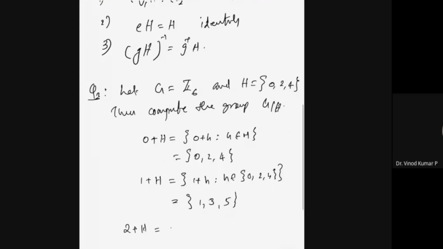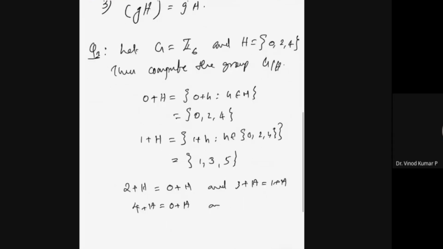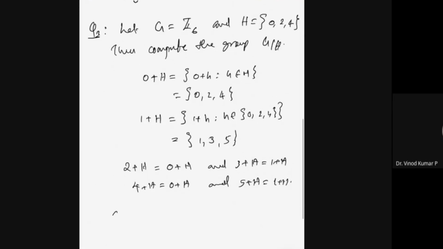Now suppose you compute 2 plus H, then this will be 0 plus H, and 3 plus H will be equal to 1 plus H, that you can do directly. And 4 plus H will also be the same as 0 plus H, and 5 plus H will also be the same as 1 plus H. So the group G/H will be 0 plus H and 1 plus H.